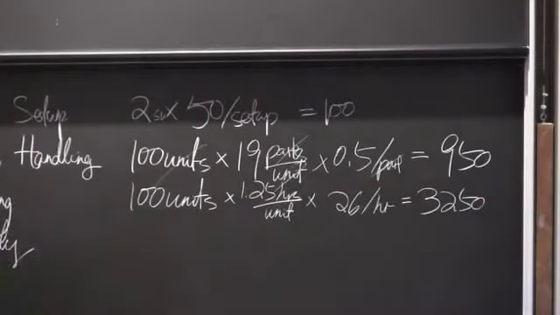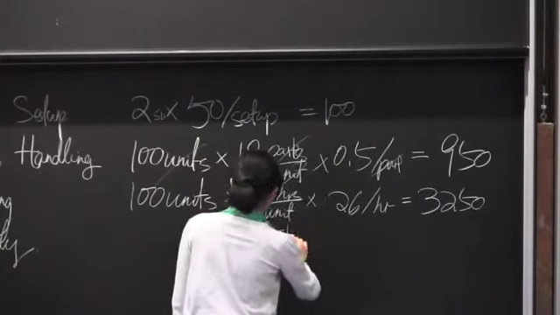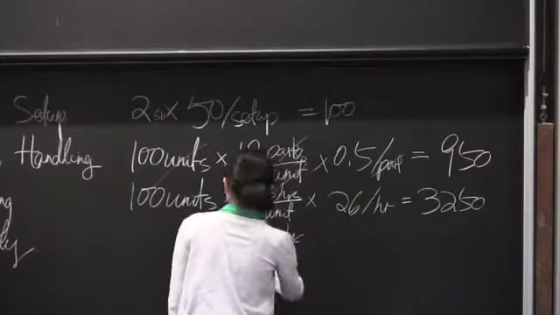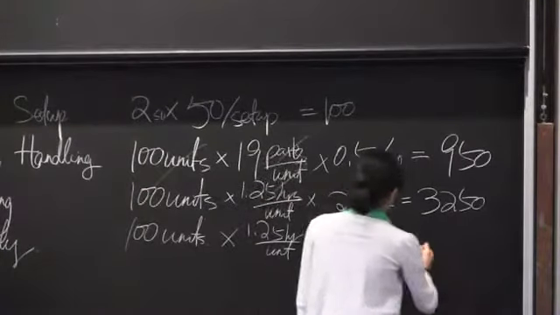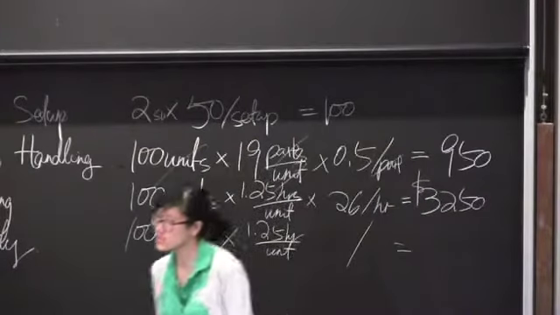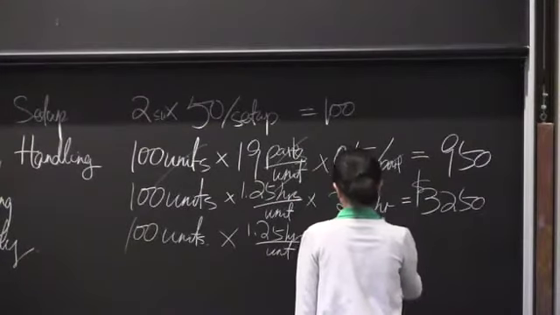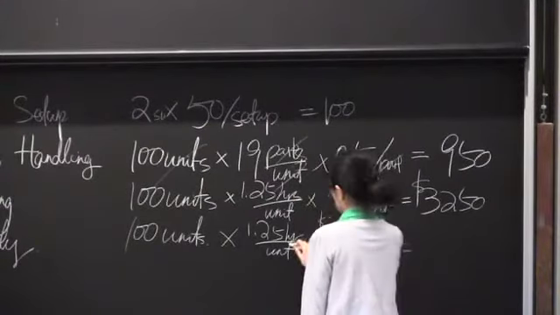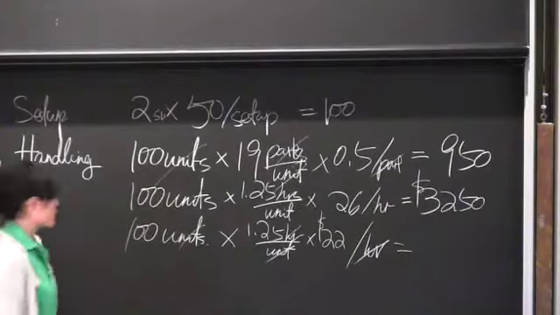Okay, assembly. The cost driver is direct labor hour, and it has 1.5 direct labor hours per unit. So this is really just about canceling your units and making sure you arrive at a dollar amount. What's the rate? 22 dollars per hour. Does it cancel? Yes. So we're on the right track, and that's 3300.